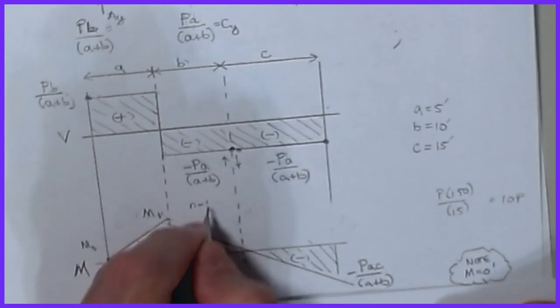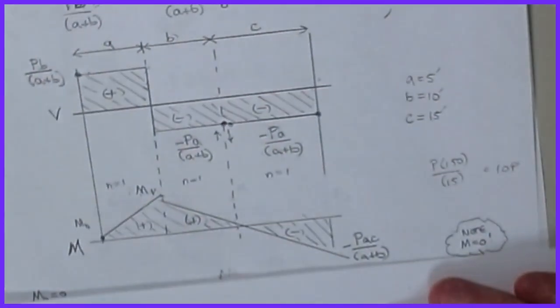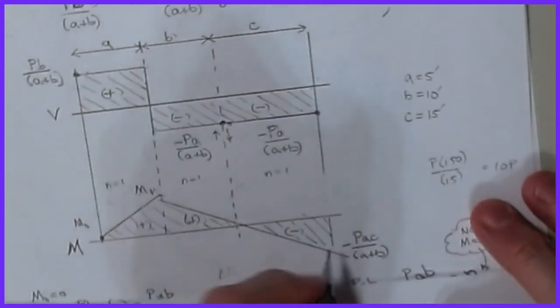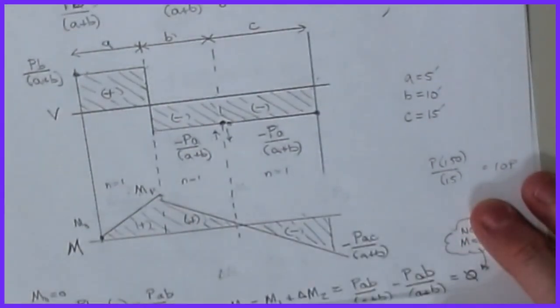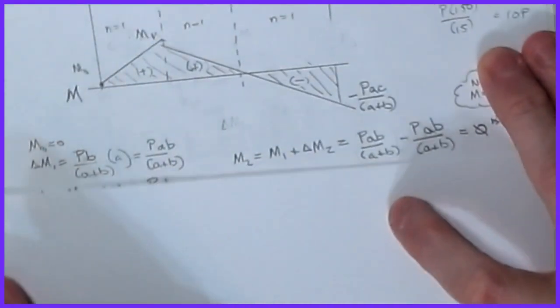So this is n equals 1, this is n equals 1, and that's also n equals 1. So that's how I know the shapes, okay. And so if things work out, we'll do some proofs here real quick for the moment diagram.